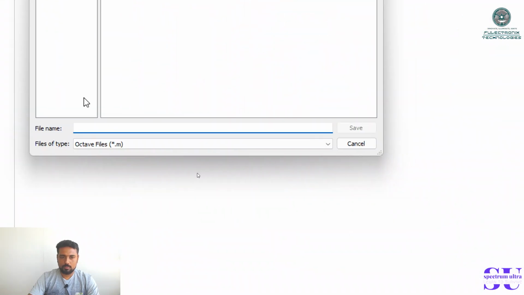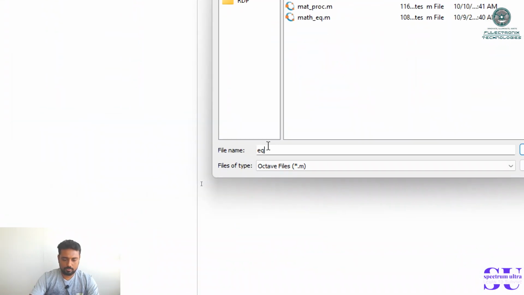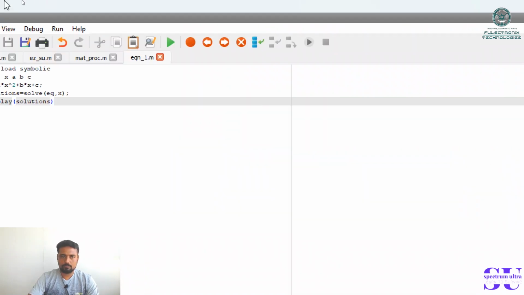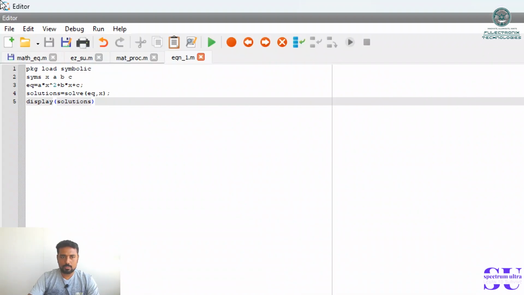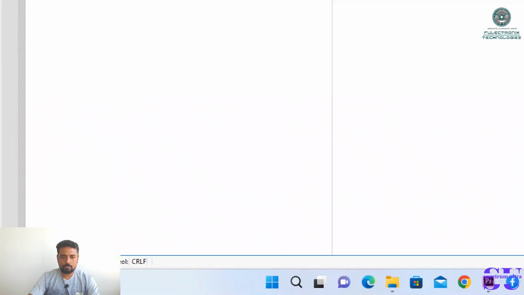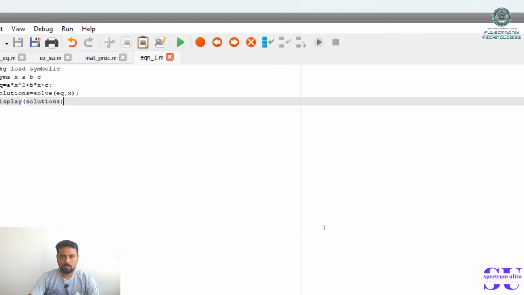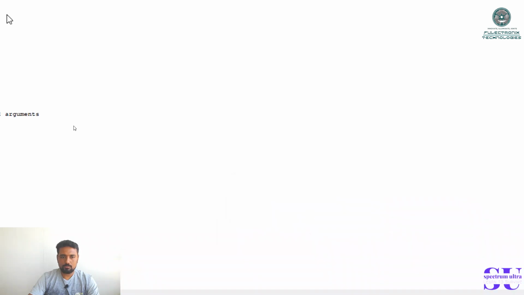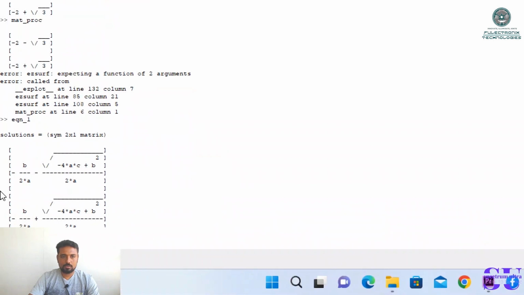It will ask you to save it as equation 1, and we'll save it. Now where will the answer come? The answer will come in the command window, so you should go to the command window, then only you will be able to see the answer. So this is the answer.